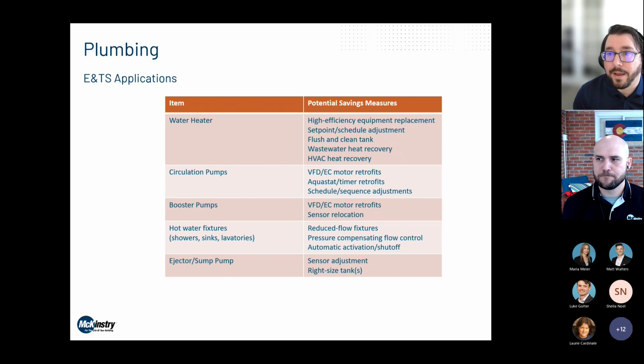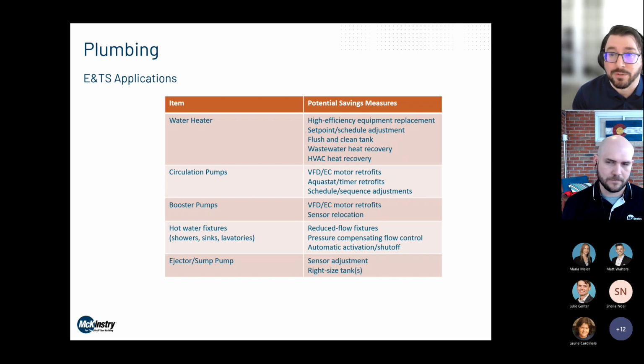So real quick, run through some energy efficiency measures we might be able to see with common plumbing pieces of equipment. With water heaters, ways we can save energy, ways plumbing systems can help us achieve some of our project goals. Obviously, high efficiency equipment replacements are great. Set point schedule adjustments. You'll be surprised how often people just crank temperatures on water heater tanks if they don't feel like they're getting enough hot water. That could be a big one.